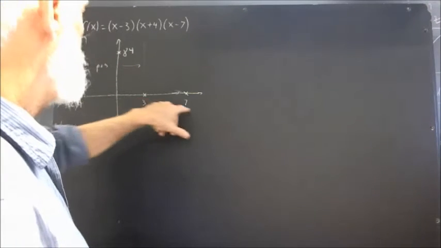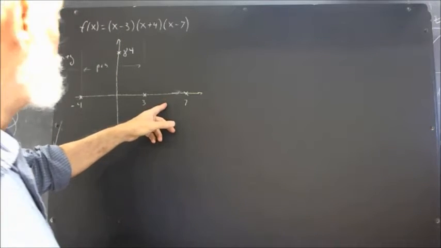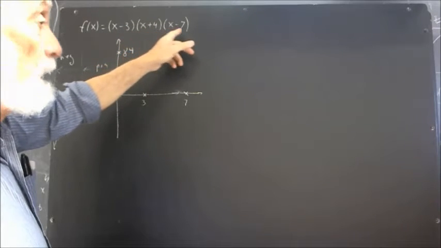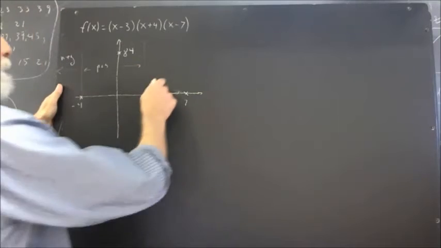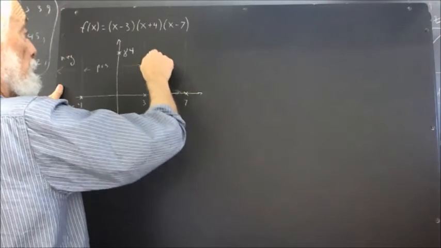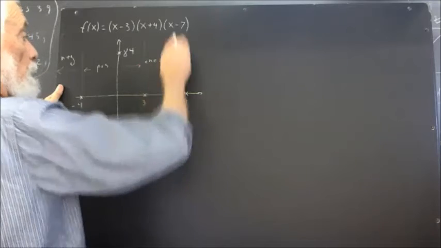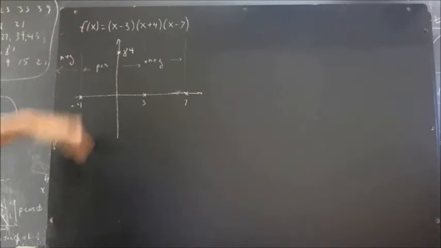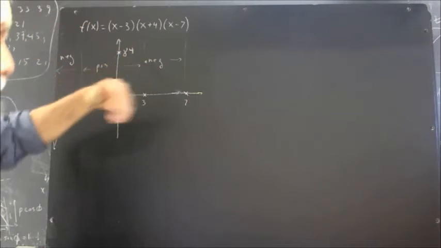And then between 3 and 7, well, we can pick a number. If you pick the number 5, 5 minus 3 is positive, 5 plus 4 is positive, 5 minus 7 is negative, so we have two positives and a negative. So the function is negative between here and here. Now these vertical lines don't mean anything except they demark the regions where the function is negative, positive, or negative.